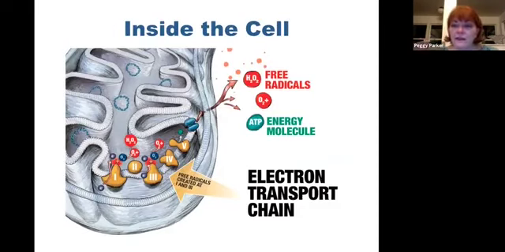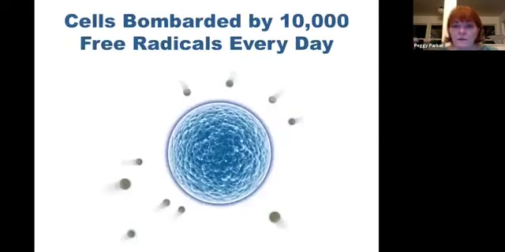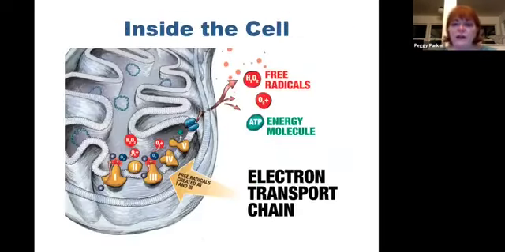Now, some of the free radicals, as you see, are coming from the outside, but we also have some free radicals that are actually coming from the inside of your cell. This cutaway is a picture of mitochondria. And so inside the cell, there are these little energy production centers. It's like a little factory in there. And that's where we produce ATP. And that's the molecule of energy that we need to keep our cells functioning.